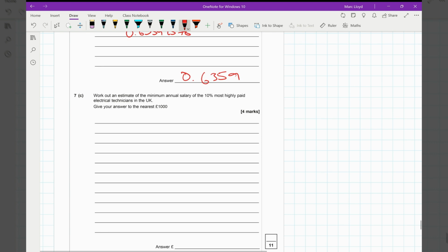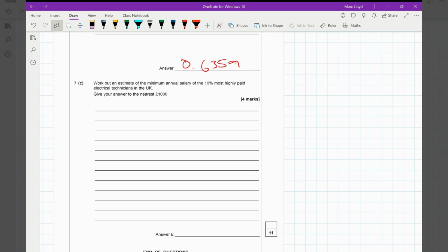Okay, part C. Work out an estimate of the minimum annual salary of the 10% most highly paid electricians. Give your answer to the nearest 1,000. So we've got this here, like so. We want the 10% that's in there. So in order to do that, we're going to have to use the inverse function. So all of this in here is 0.9.